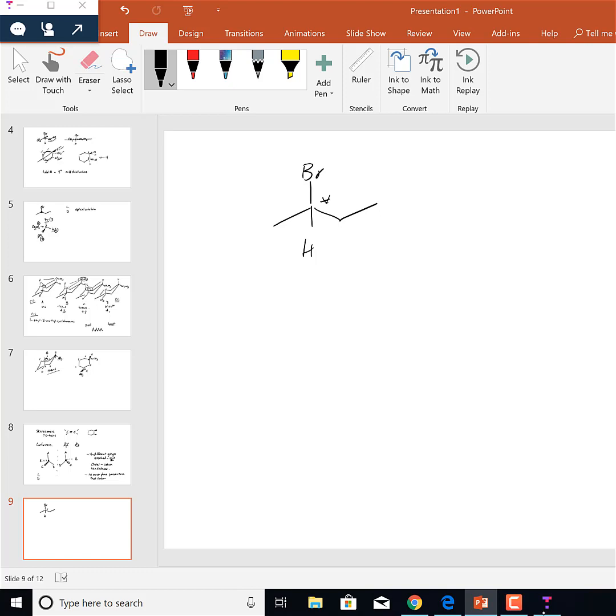So if I'm looking at this molecule, CH3, not chiral. CH2, not chiral. CH3, not chiral. This carbon: methyl group, ethyl group, hydrogen, bromine, 4 different groups attached. So that's a chiral carbon. That means there's 2 ways I can orient that molecule into a left and a right-handed form.